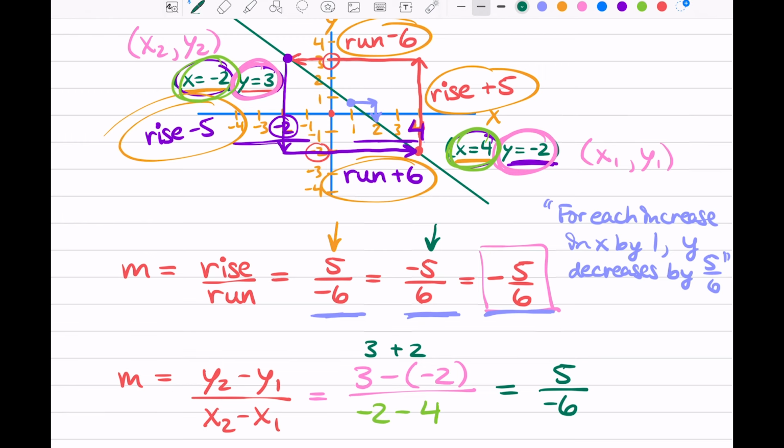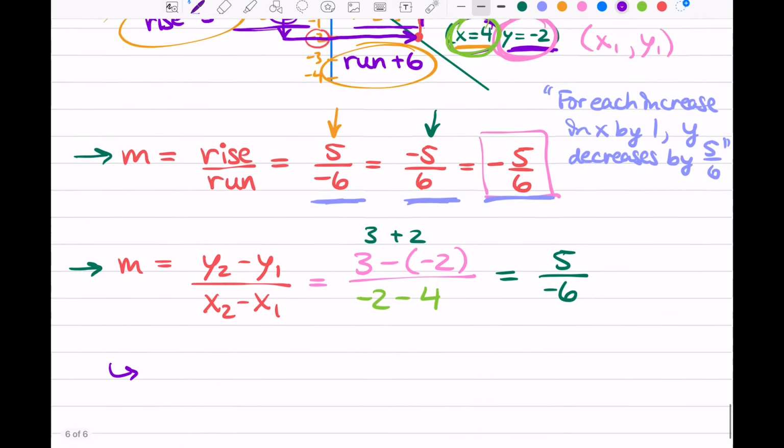So if you have a graph, you can rise and run. If you don't have a graph, you can think about the y's and the x's. Think about your first point and your second point. So really understanding what this rise and run means can help you figure out the problem. And here's a little tip.